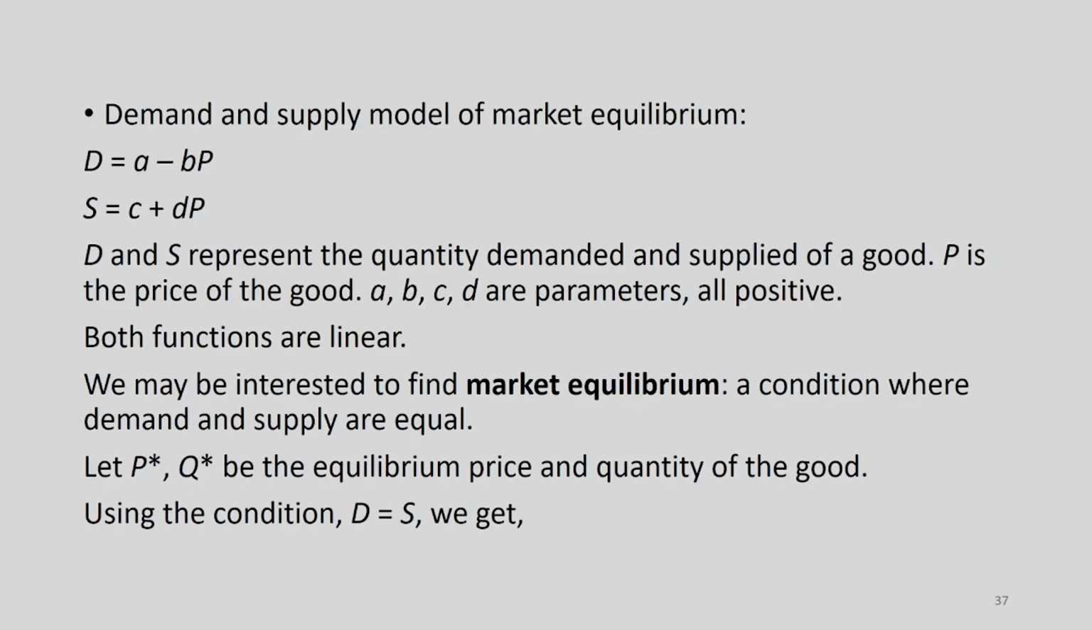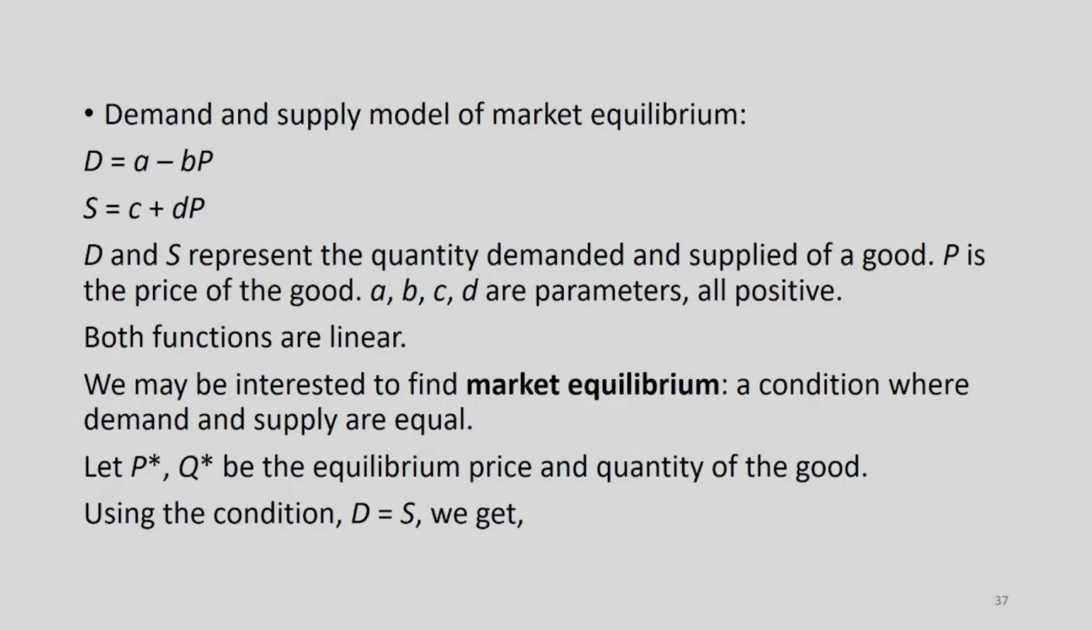And this is another example. Here you have demand and supply models of market equilibrium. First you have capital D is equal to a minus b P, and S is equal to c plus d multiplied by P. I am sorry, in the demand function it is not y, it is P. P is the independent variable here.